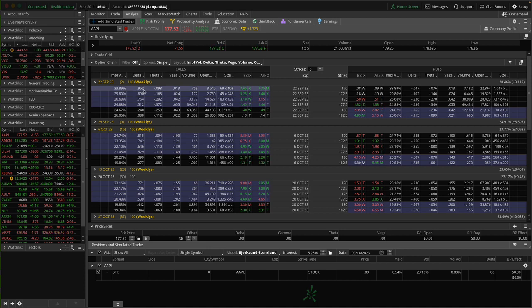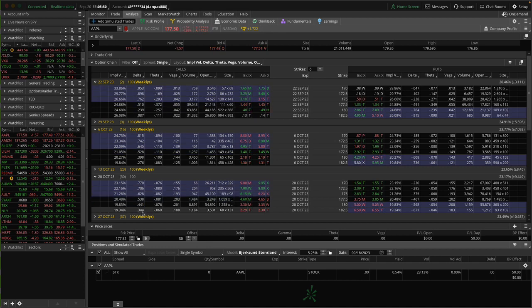As options get more in the money, their deltas get bigger. As options get more out of the money, the deltas get smaller. That is more extreme for shorter term options. It's not quite as disparate when it comes to longer term options.